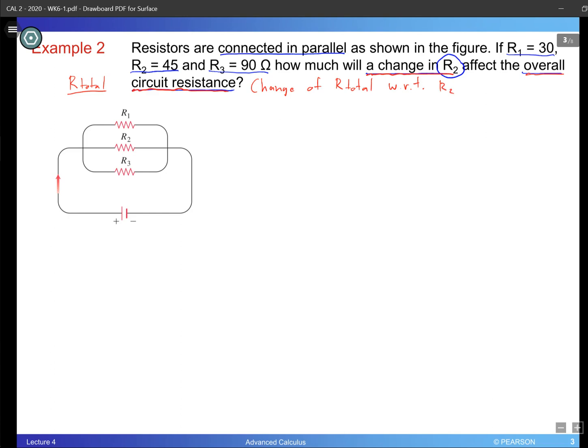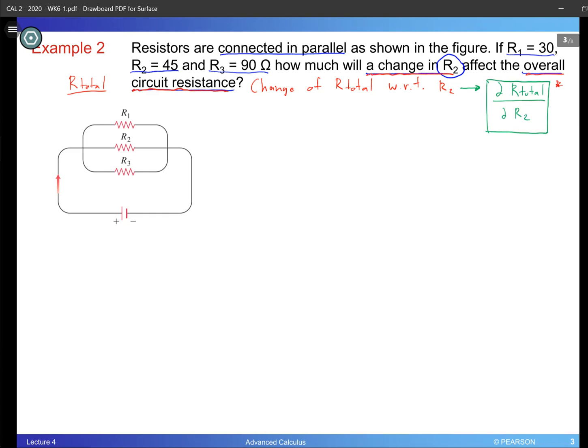Now I am going to translate this one a little bit further in order to get these mathematical terms, so that we know what to calculate in this example. Translate this further into this change of R total, dR total, with respect to change of R2, dR2. So there you go. We have this first order partial derivative of R total with respect to R2, and that's what we need to find in this example.